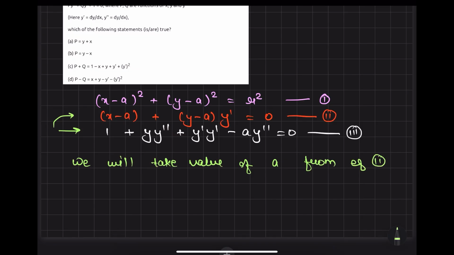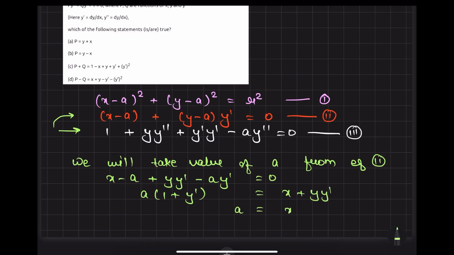Equation 2. Now look at this. Can I write x minus a plus y dash minus y dash equals to 0? So we will keep a on one side. So we have a times 1 plus y dash, and we have x plus y dash. So we got the value of a as x plus y dash upon 1 plus y dash.